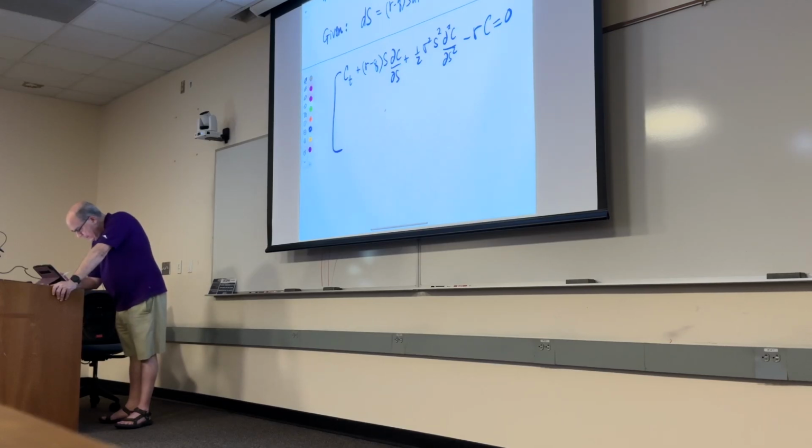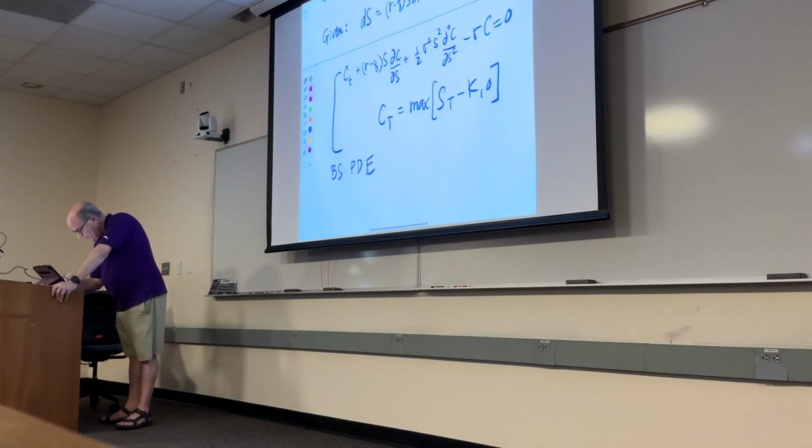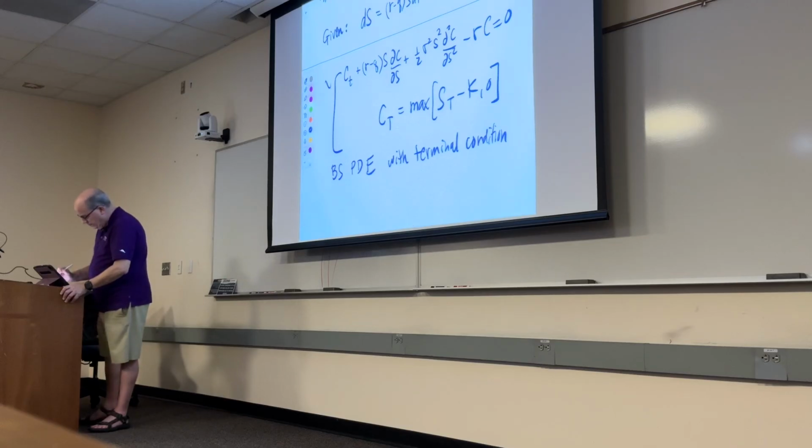And then, C, the value of the call option at time T, is equal to the max of S at time T minus K, 0, right? This is the Black-Scholes partial differential equation with terminal condition. Okay, so this is the equation, and this is the condition, right?